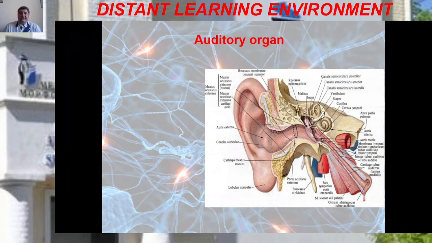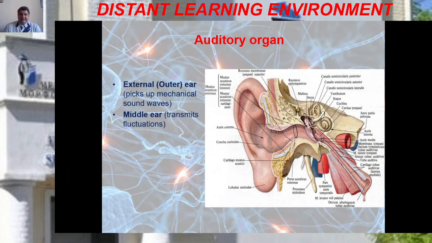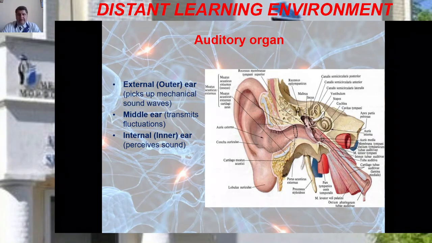the organ of hearing. You may see that it divides into three parts: external ear, middle ear, and internal or inner ear. The external ear consists of the auricle, which you may see in the picture, and the external auditory meatus. Also, you can see this meatus here.